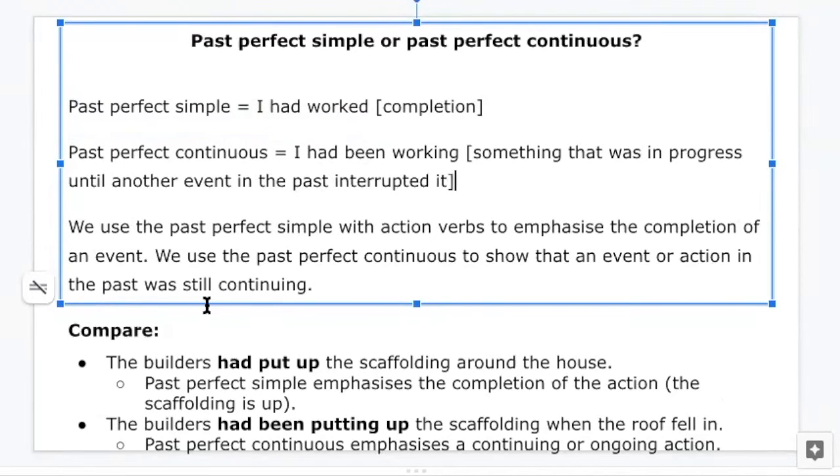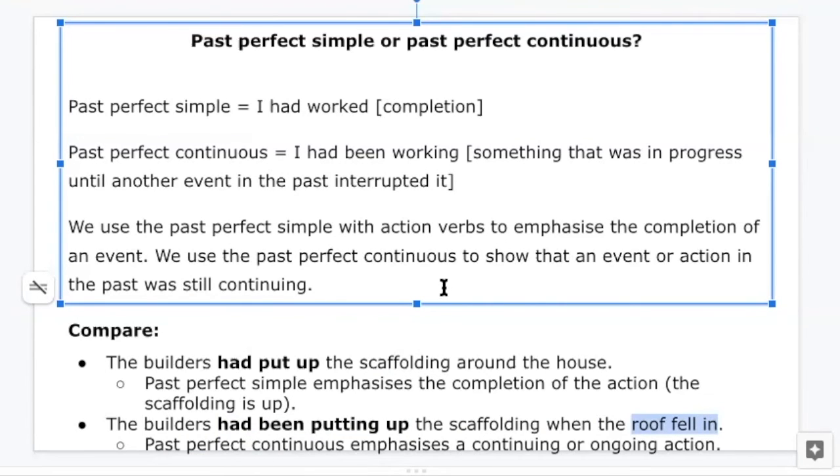So for example, let's compare these last two sentences here. The builders had put up the scaffolding around the house. Scaffolding is kind of like a roof, right? So this means that it's finished. They actually completed doing this. Or here, the builders had been putting up the scaffolding when the roof fell. So this was the action that was happening in the past for a duration of time until this interrupted it. Does that make sense?